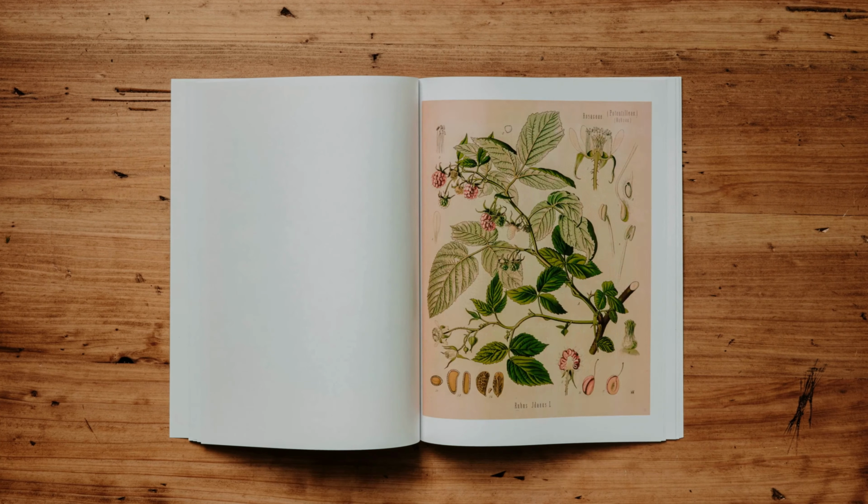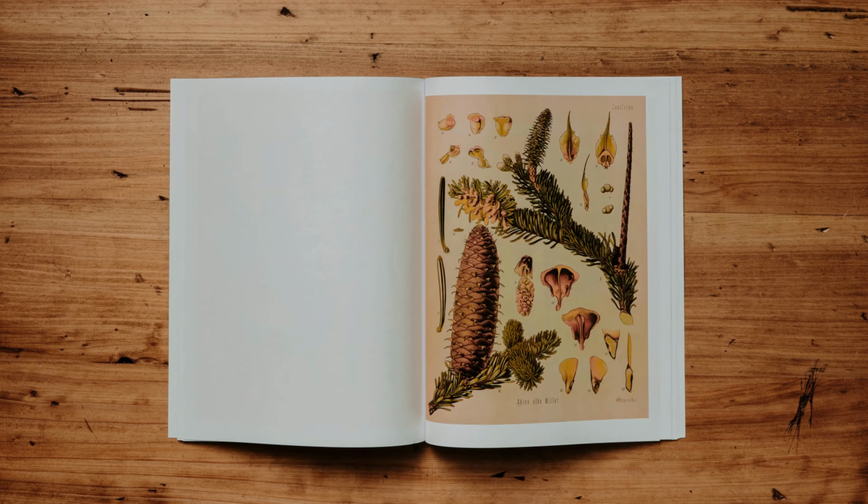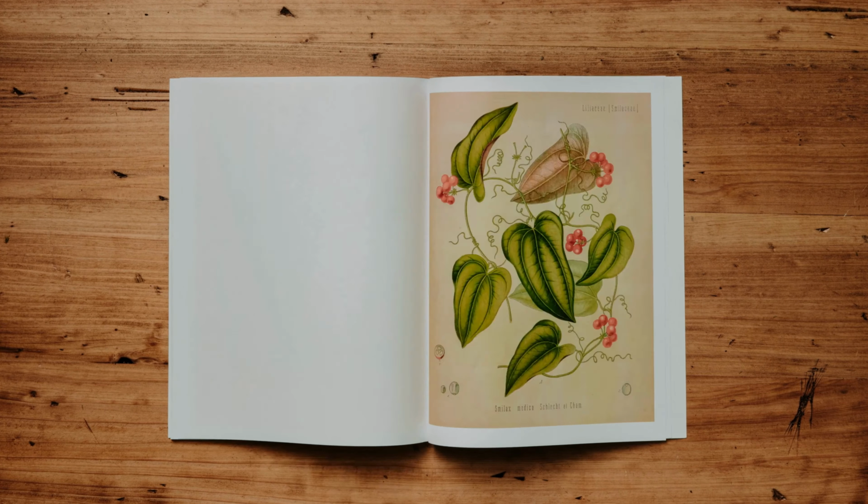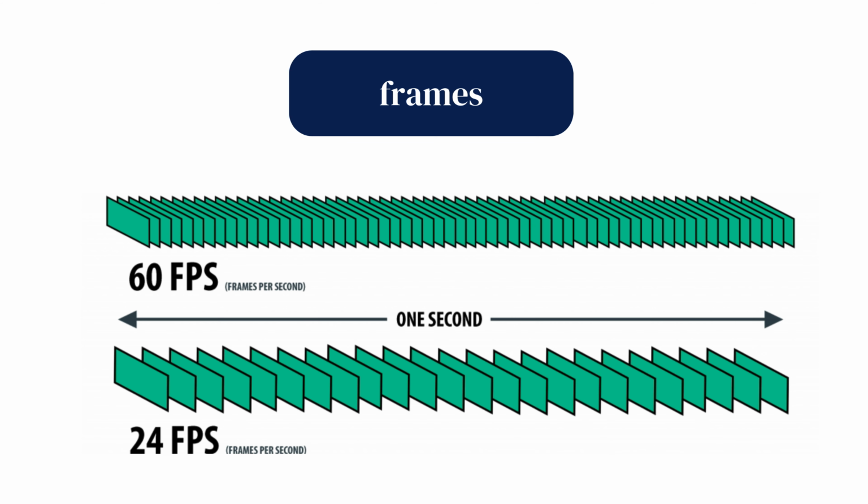Remember flip books from when you were a kid? If you flip the pages fast enough, your brain sees motion. That's exactly how videos work. Every video you watch is just a series of still images, called frames, shown repeatedly. Movies are typically 24 frames per second, while most videos are around 30 or even 60 frames per second.